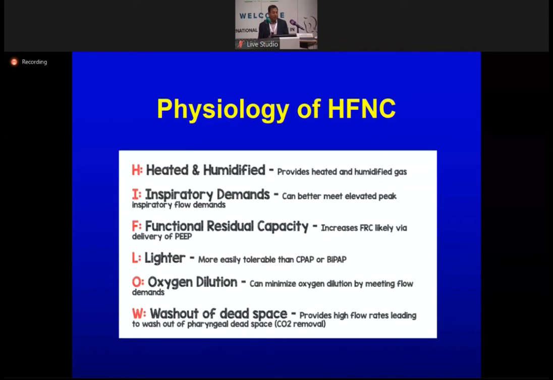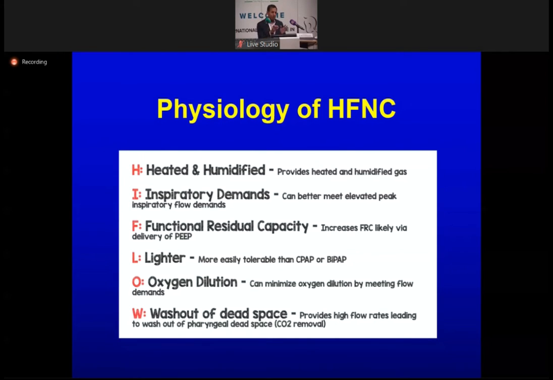So what is high flow nasal cannula oxygen? This is a good mnemonic that tells you. It is heated and humidified, as against traditional nasal cannula oxygen, which is not heated and not humidified. So if you're using it for a prolonged time, heated and humidified gas is more easily tolerated. It matches the inspiratory demands.